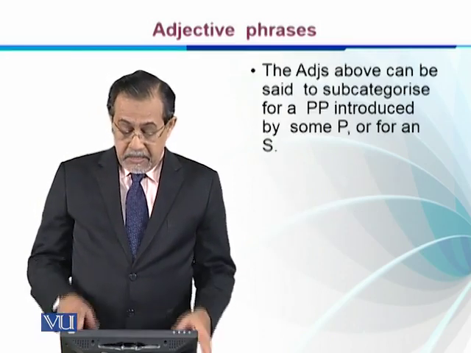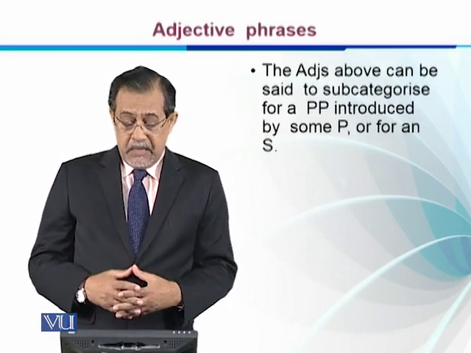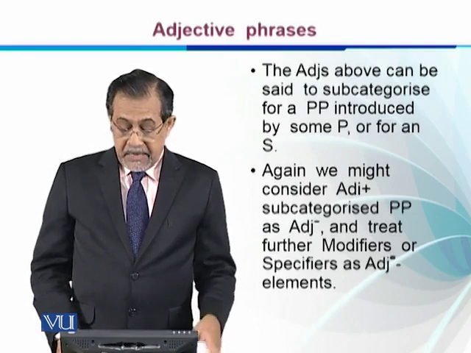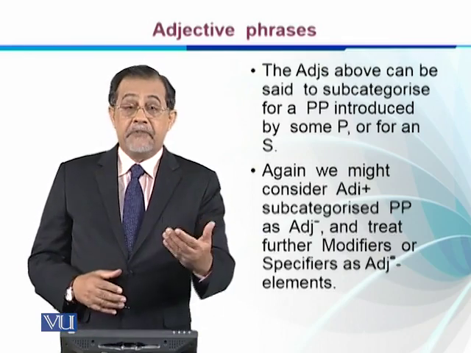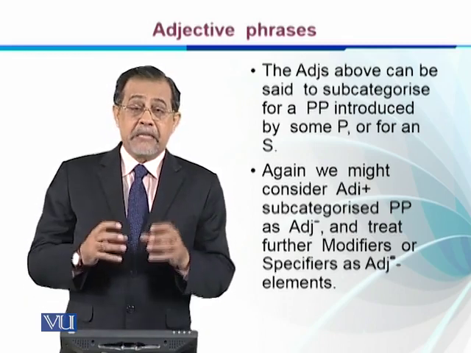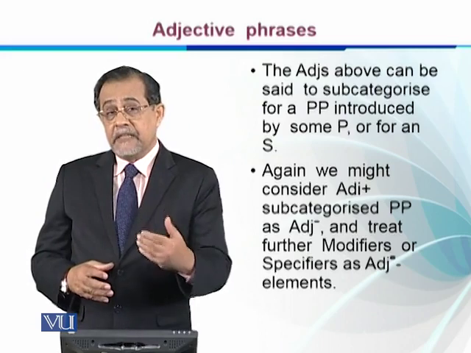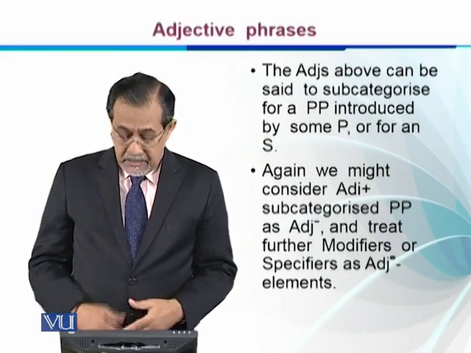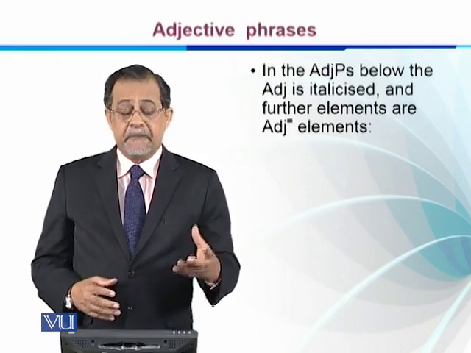We already know this. The adjectives above can be said to subcategorize for a prepositional phrase introduced by some preposition, or for an S. Again, we might consider the adjective plus its subcategorized PP as adjective single bar, and treat further modifiers and specifiers as adjective double bar elements. So adjective plus complement as subcategorization is adjective single bar, and with other specifiers the adjective phrase may be double bar, right? In the adjective phrases below, the adjective is italicized and further elements are adjective double bar elements.